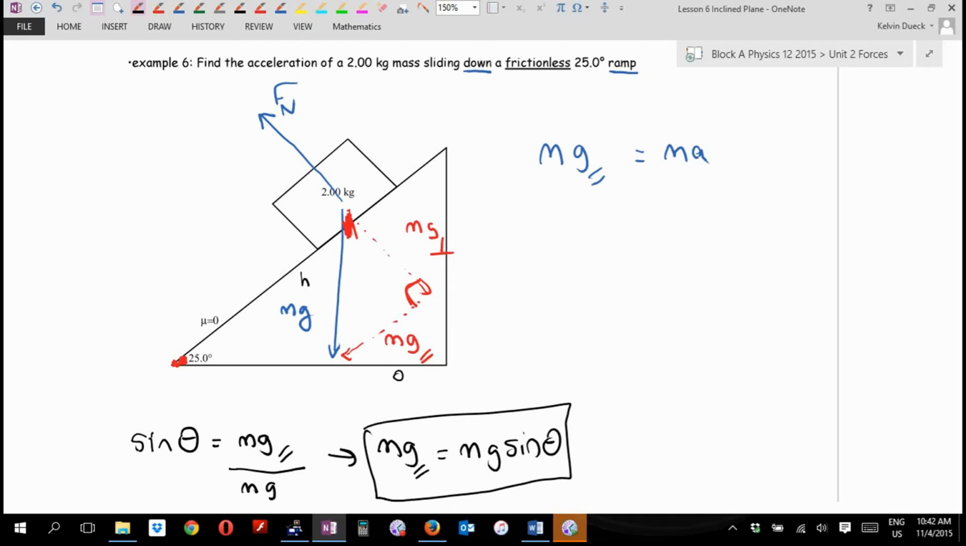Two years ago, one of my students said, hey, Mr. Duick, mg two lines is sine. I went, oh, okay. So mg parallel, which is two lines, is sine. In other words, this is going to be mg sine theta equals ma. Now, is there an m in everything on the left? Is there an m in everything on the right? Turns out mass cancels. Mass in this question with no friction is irrelevant.